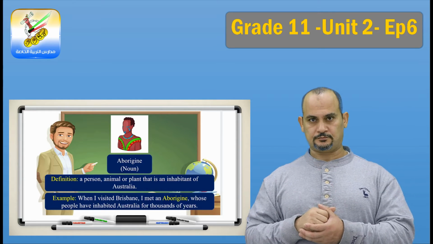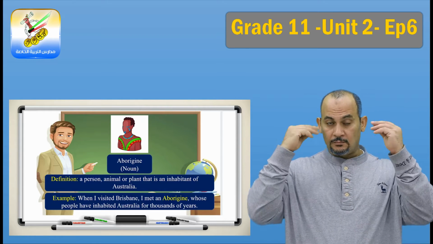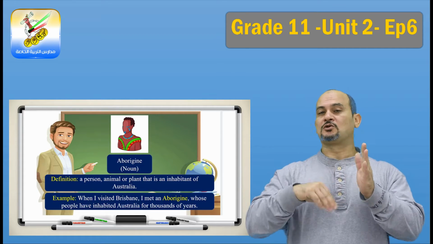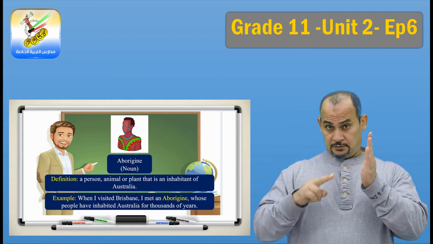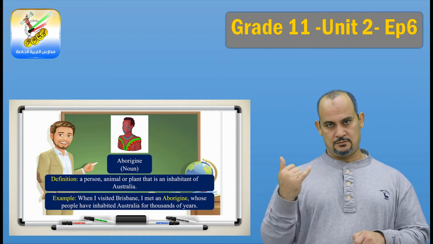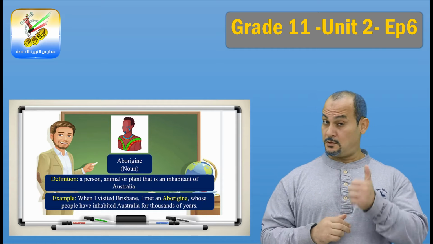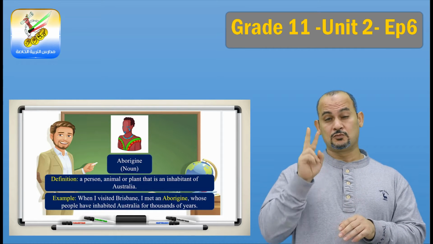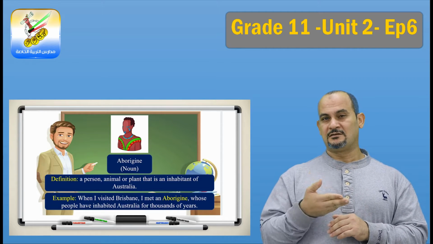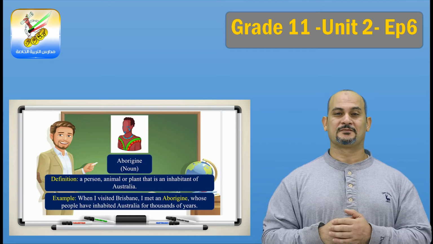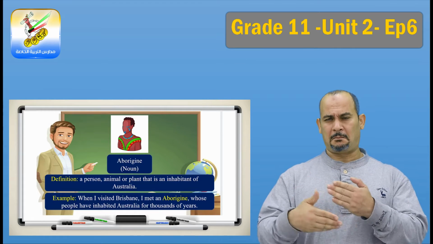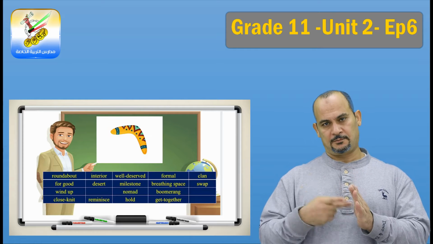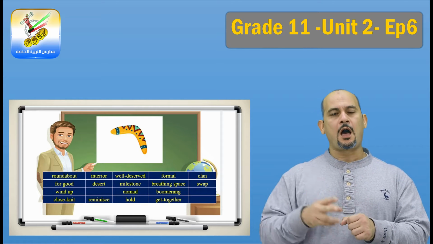Alright, so this is an aborigine. It's a noun. It means a person, animal, or of course plant, that is an inhabitant of Australia, originally from Australia. For example, when I visited Brisbane, I met an aborigine whose people have inhabited Australia for thousands of years. So the original people of Australia are called Aborigines. Alright, so let's move along with the second word.